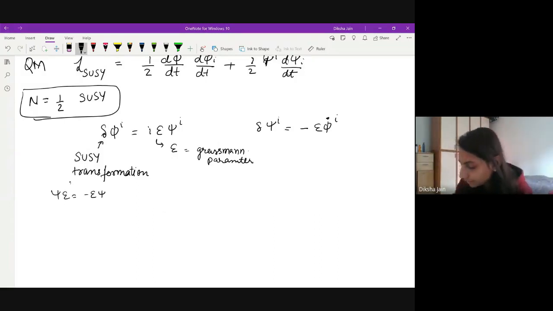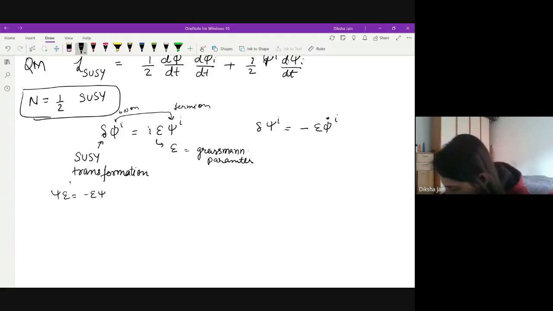Why is this a supersymmetry transformation? Because it's taking a boson, φ was a boson, to a fermion. So it's taking a boson to a fermion, and vice versa. It's taking a fermion ψ to a boson, φ dot.